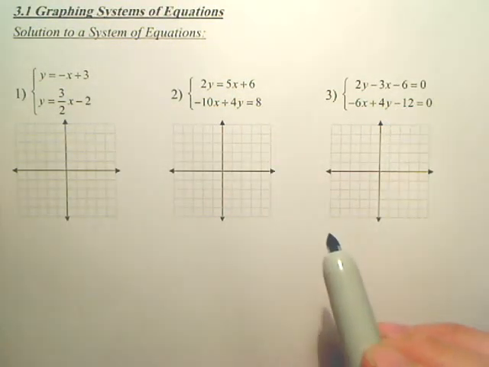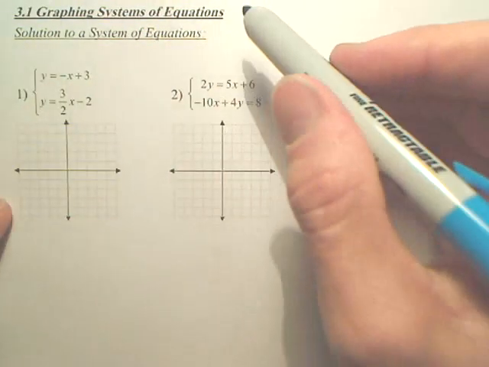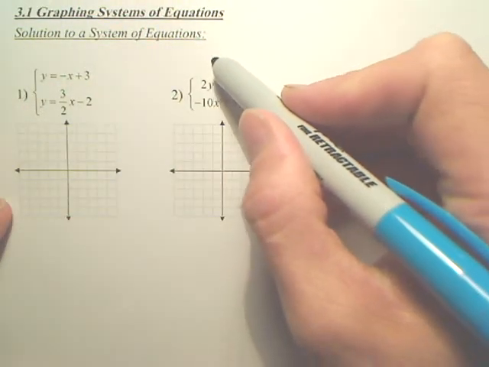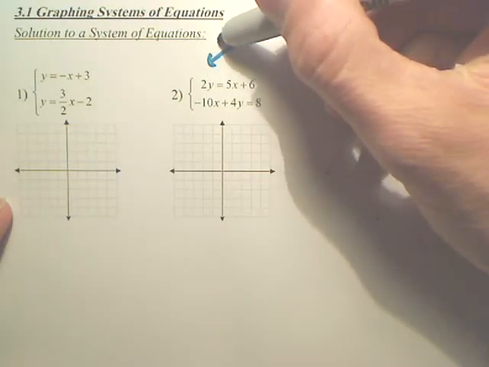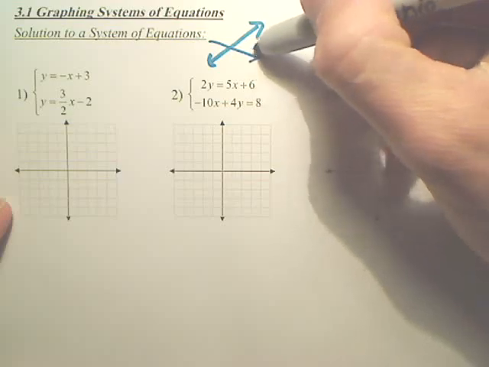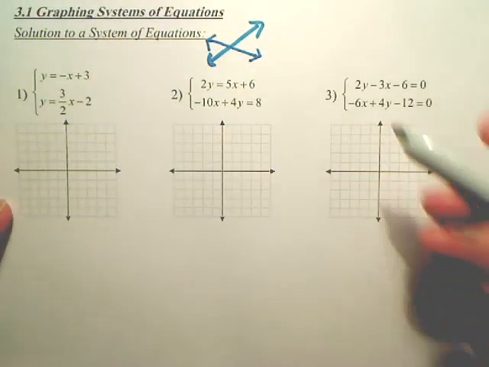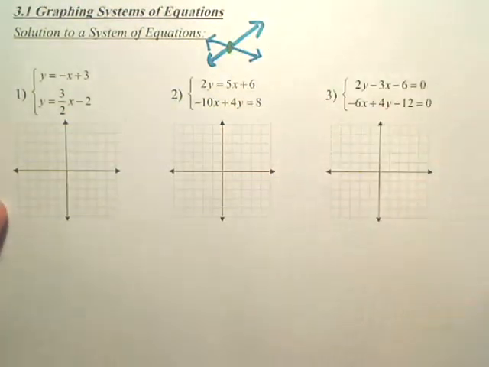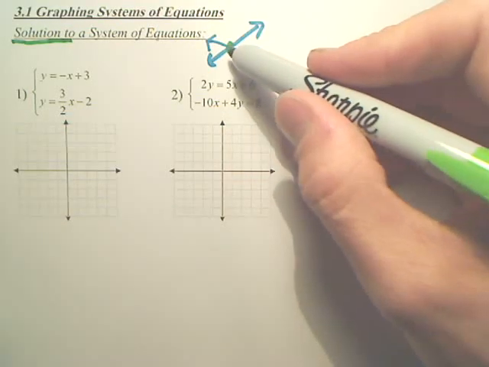Now, if you have two straight lines, so you have that line, and let's say you have that line. The solution is right there. Your solution is where they meet. The solution to a system of equations is right there where they meet.